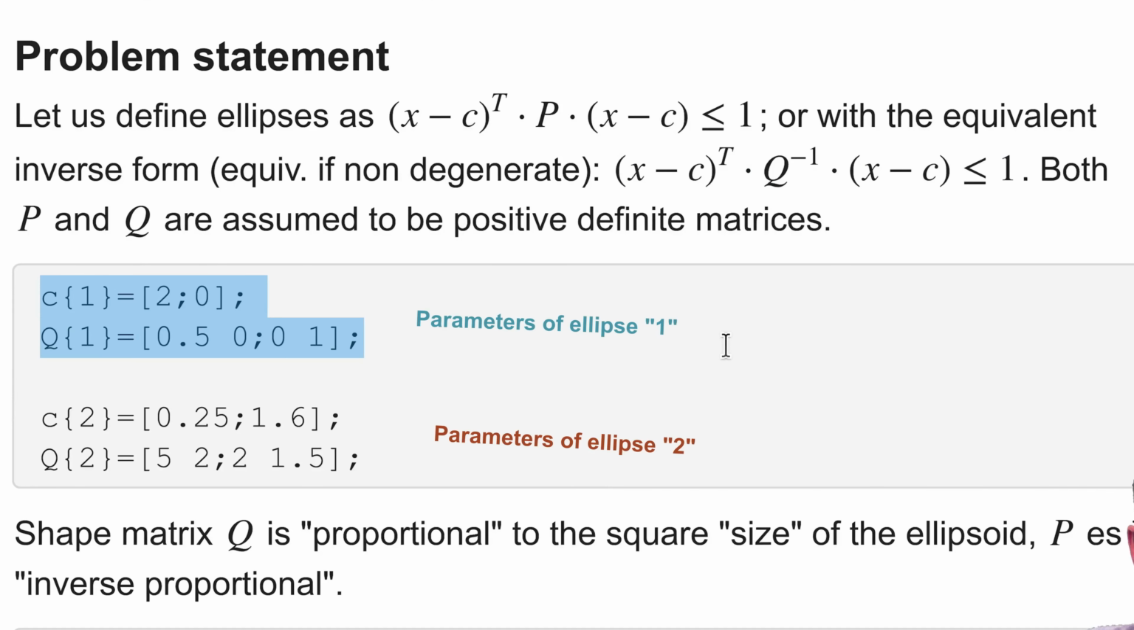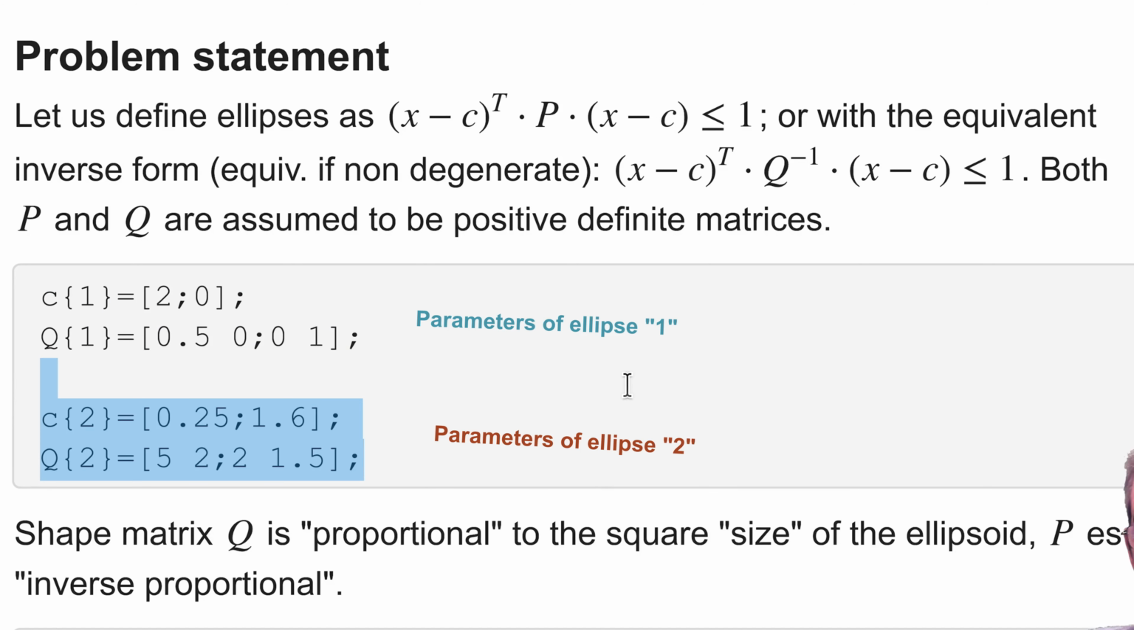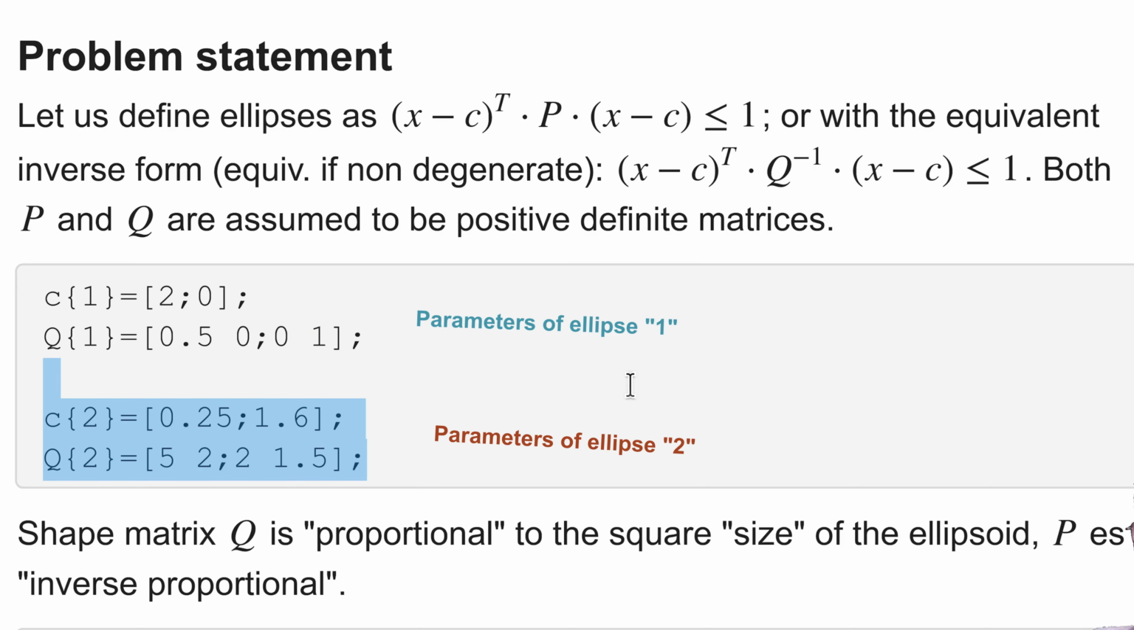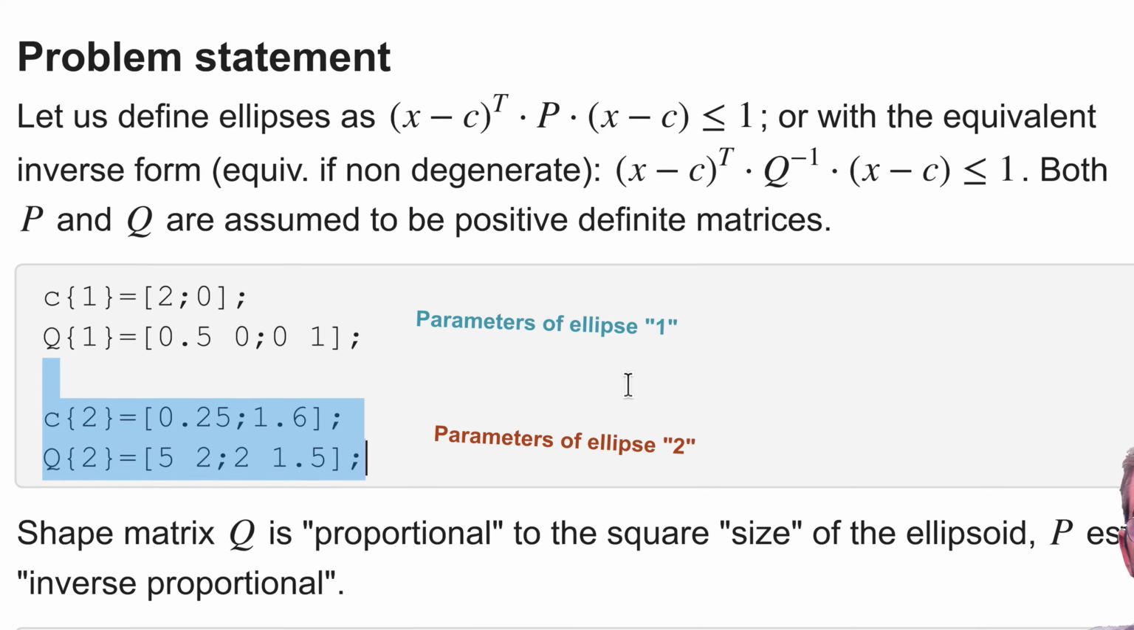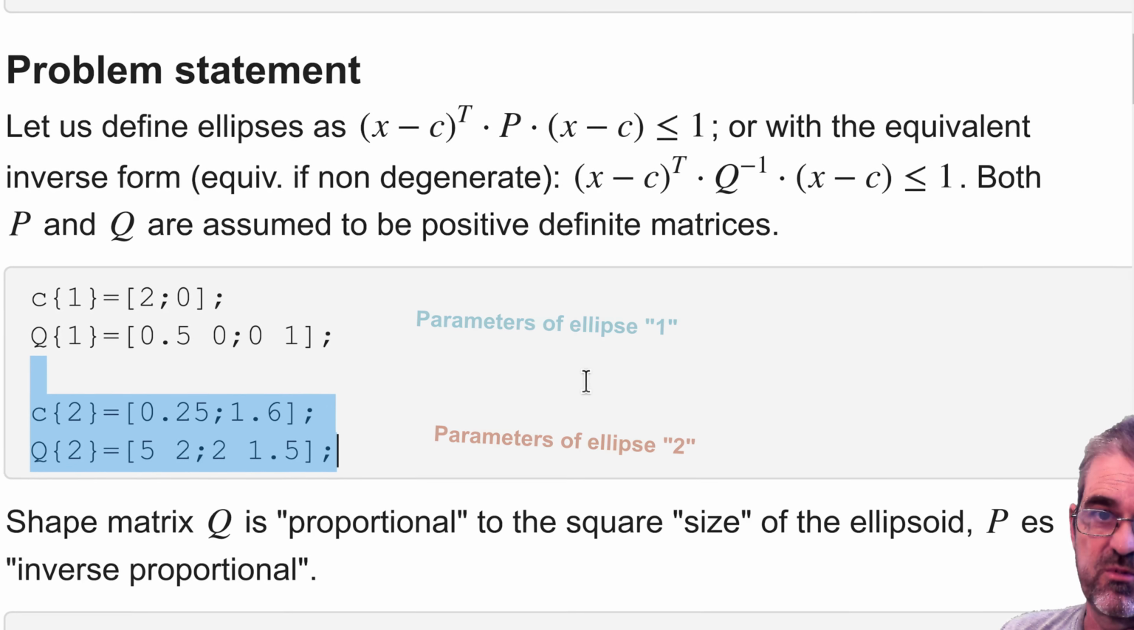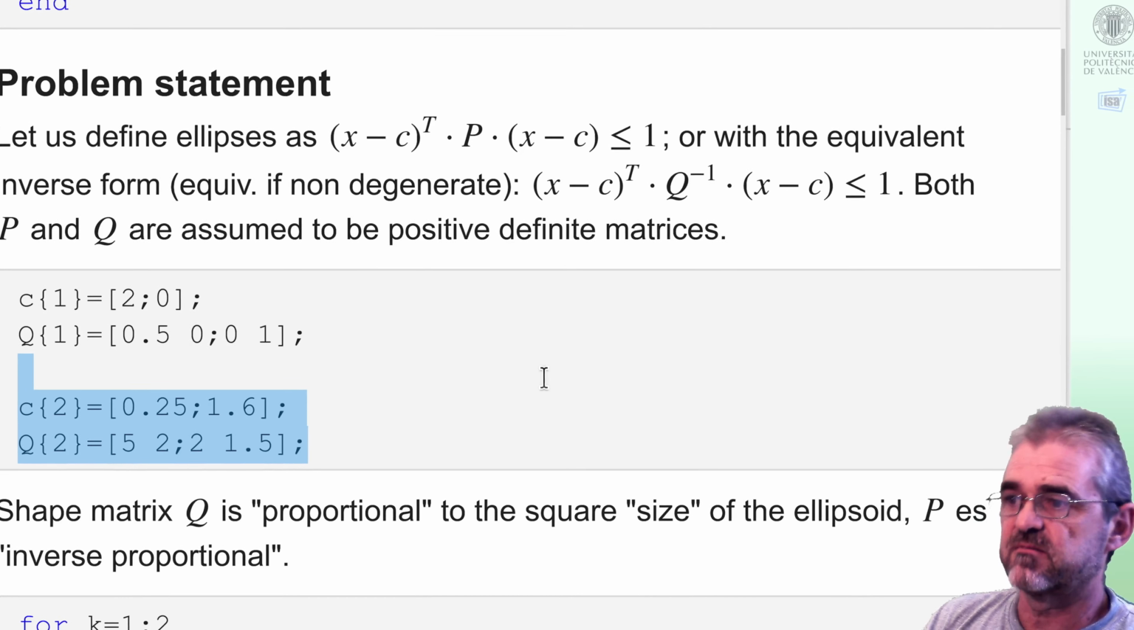This will be the center and shape matrix of the first ellipse, and this will be the center and shape matrix of the second ellipse. And Q is proportional to the square of the size of the ellipses. P is proportional to the inverse size.